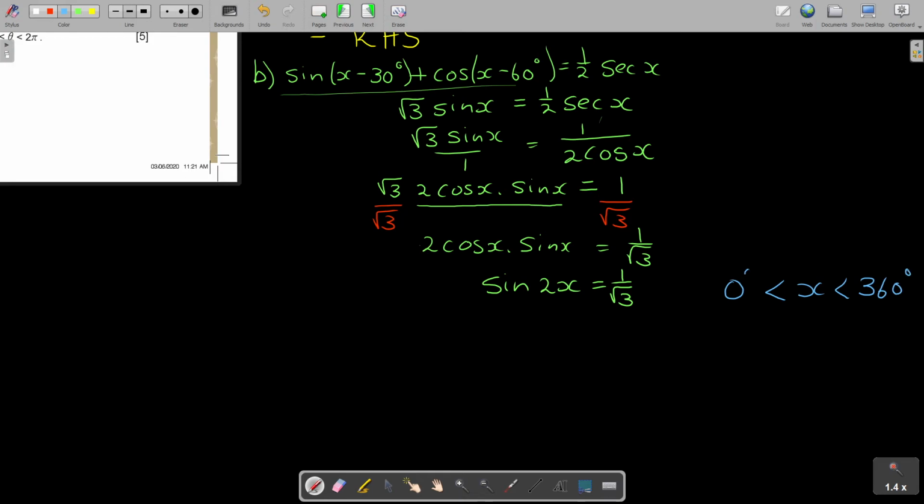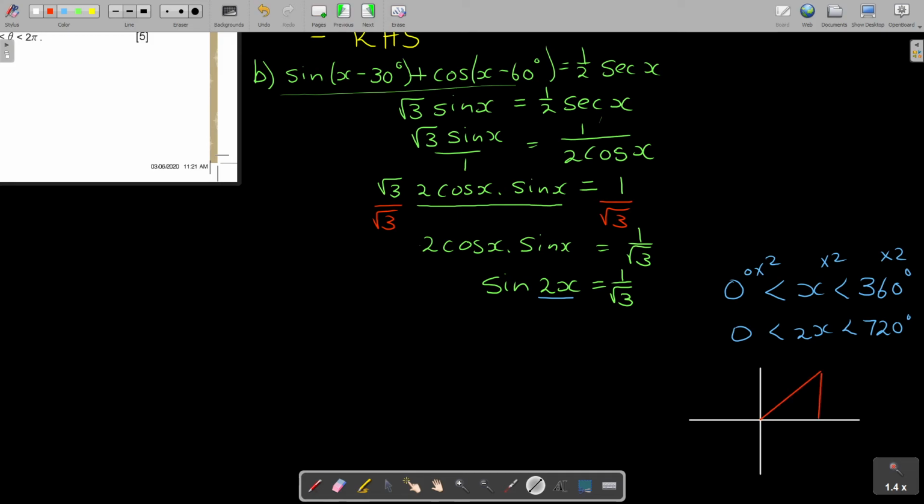And now from chapter 4, because I have 2x, I have to times 2, times 2, times 2. So 2x is bigger than 0 and smaller than 720. Then I have my sketch. Basically, this means it's not going once around, it's going 2 times around. And I say, where is sin positive? Sin is positive there, and sin is positive there.